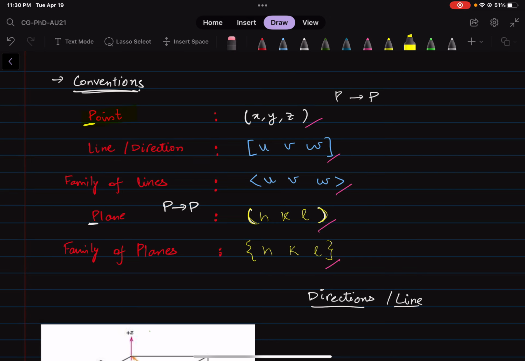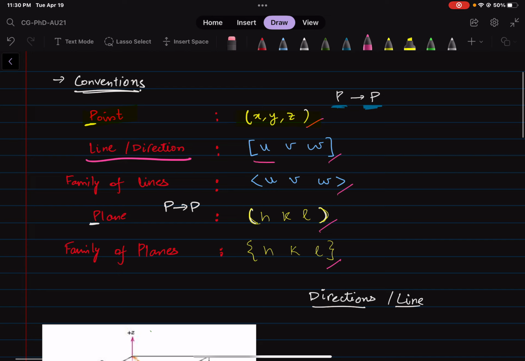For a point, you have x comma y comma z in parentheses. Remember that p for point, p for parentheses, but you have commas over here. For all the remainder of the elements, there will be no comma, right? So you have a line or a direction, square brackets UVW, the family of lines, caret brackets UVW, no comma.